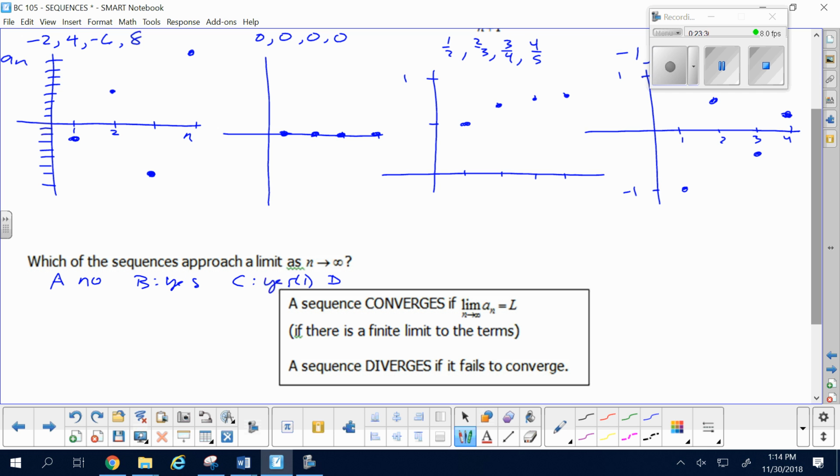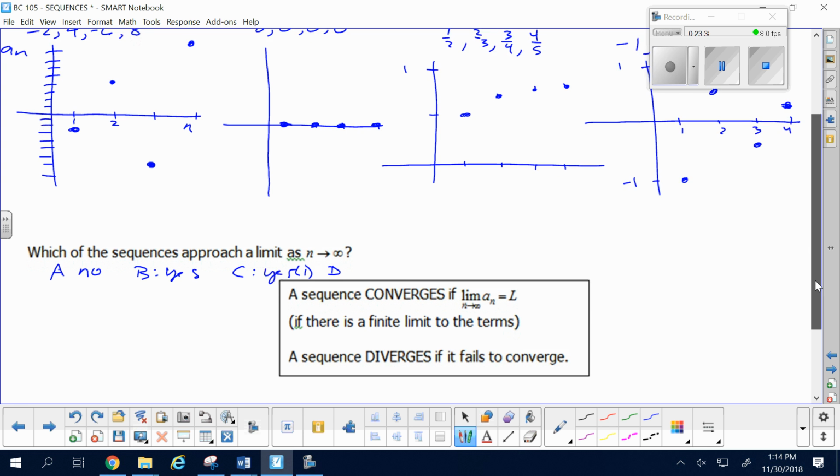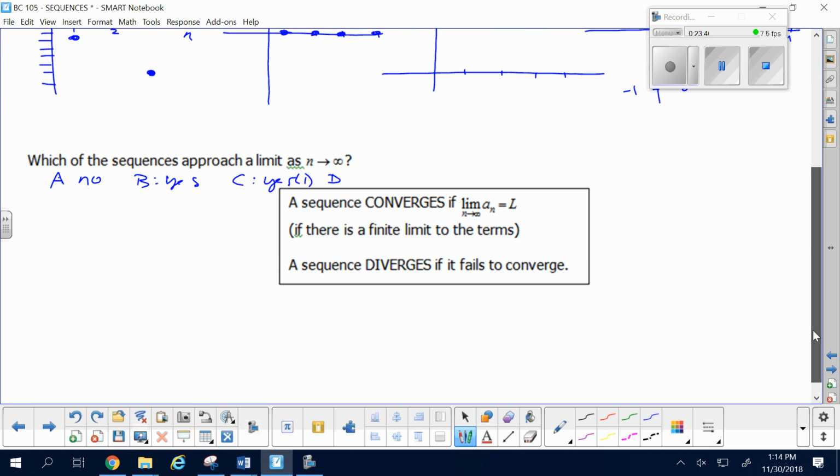D, yes or no, approach a limit? Yeah, they do approach 0. All right. Now, converges then is the idea that they do approach a limit. If the terms start to approach a number, then the sequence converges.